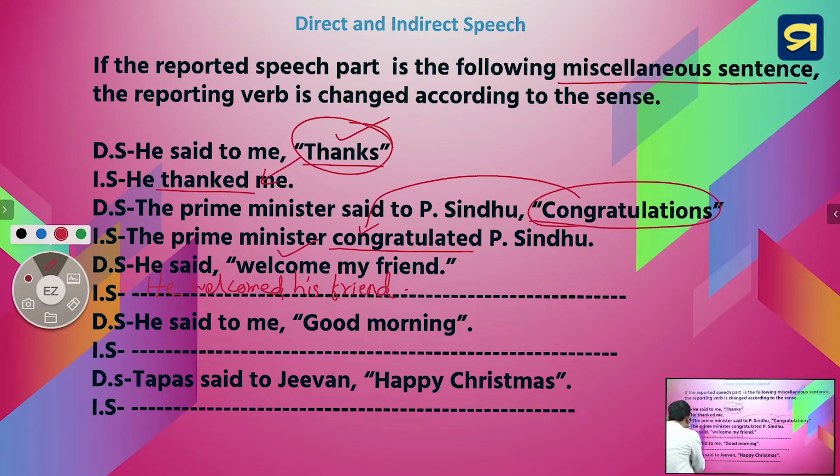Next, he said to me, "Good morning." When it is good morning, we will change it to wish. He wished me a good morning. Or we may also write, he greeted me. Okay. By the two ways we can change it from direct speech into indirect speech.